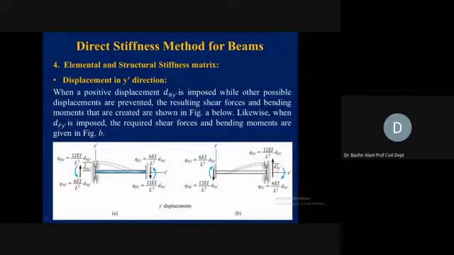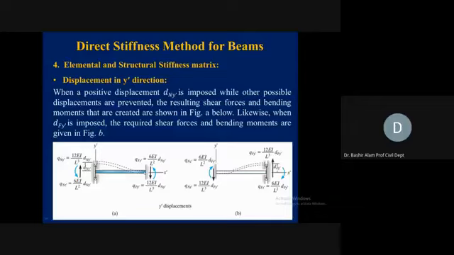Now D3 was in the upward direction, the translation in the upward direction, so that will become minus 12EI divided by L cube, corresponding to D3. And let the rotation here be D4, so it will become 6EI divided by L square.